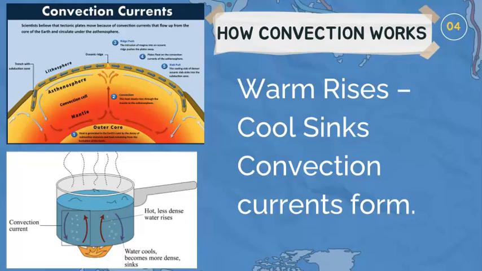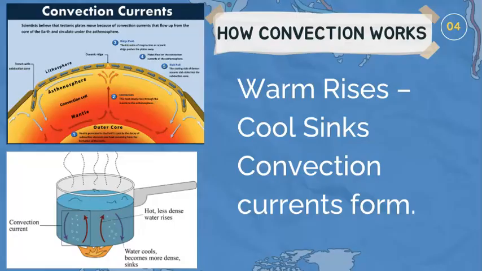How convection works. This density-temperature relationship creates convection. Warm, low-density material rises, cooler, high-density material sinks. This creates a circular flow called a convection current. Now, warm rises, cool sinks, convection currents form.